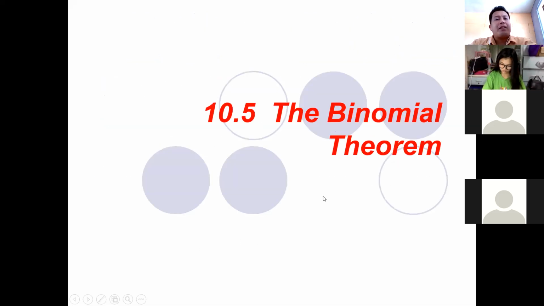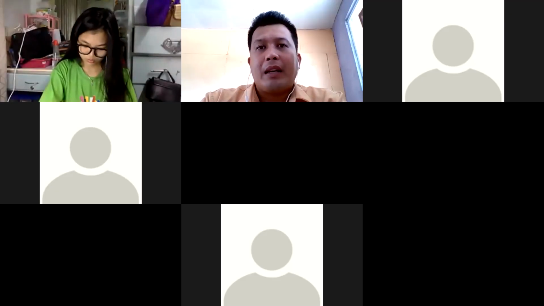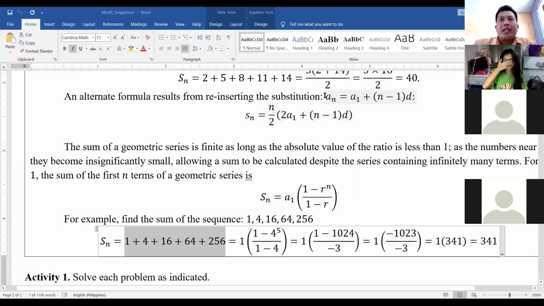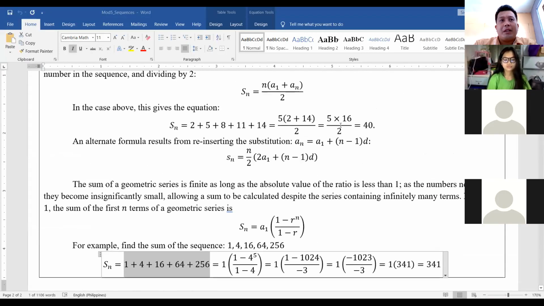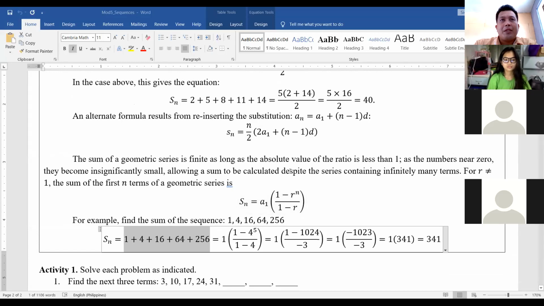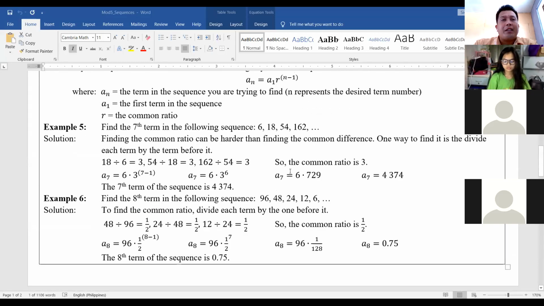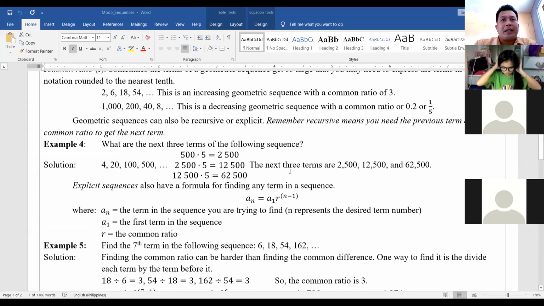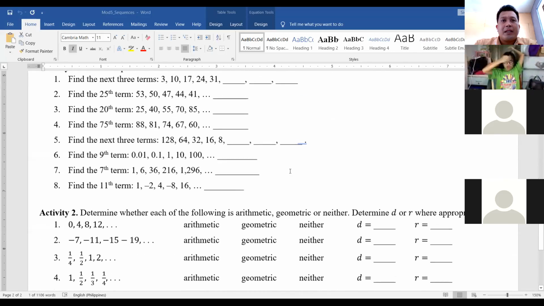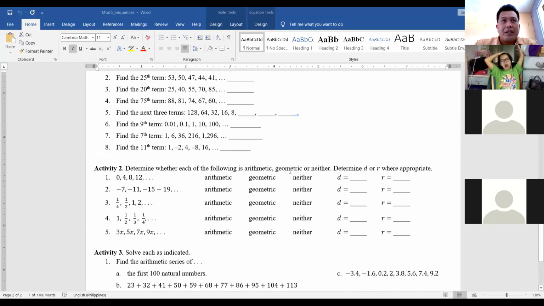I think these are found in the module. So let's look at the module then. So we have here examples of the lesson for arithmetic sum and geometric sum, as well as the nth term of the geometric and the arithmetic sequence. Questions? Clarifications with the lesson?